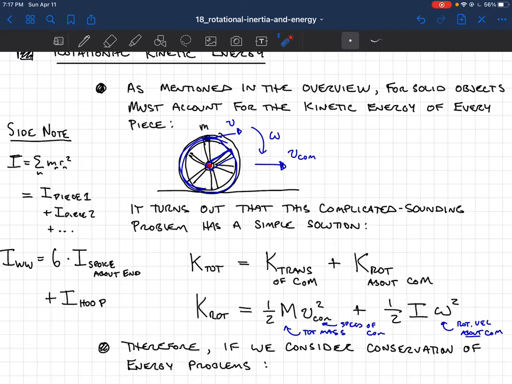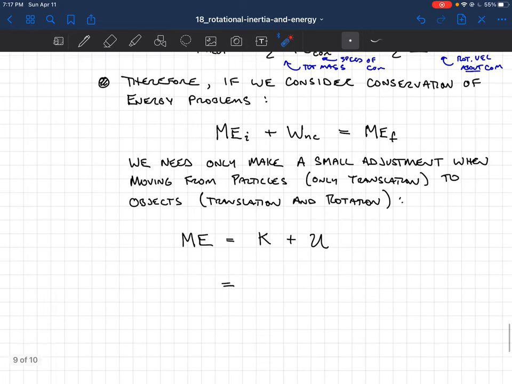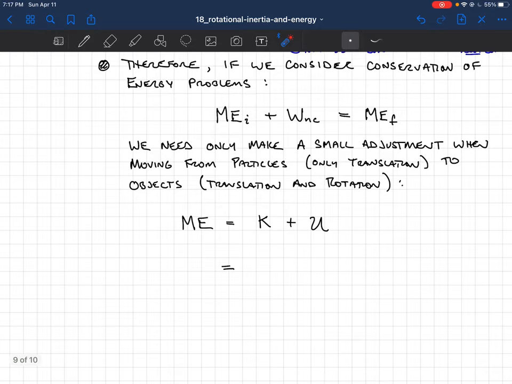So the kinetic energy of the total object is the translational kinetic energy of the total object plus the rotational energy of the total object. So when we do conservation of energy problems, the conservation of energy equation says the initial mechanical energy becomes either final mechanical energy or it's lost to work, where work is done by non-conservative forces like friction.